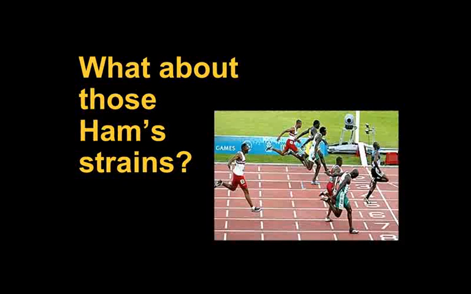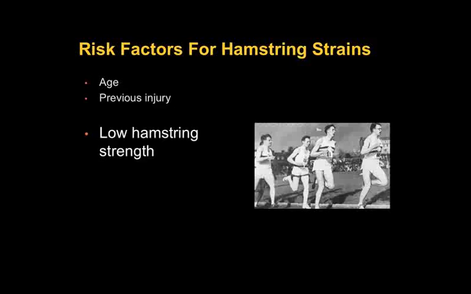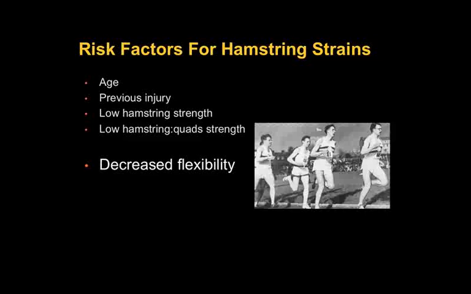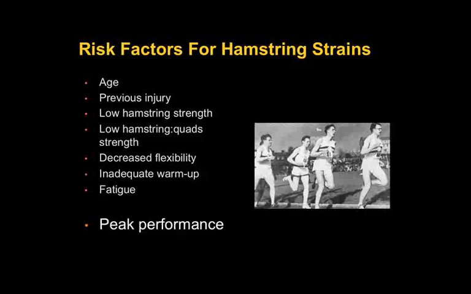Now, if we pause a bit from the groin strain and look at the hamstring strains and see what evidence is in the literature. There is a variety of different risk factors for hamstrings that is reported in the literature. Age, previous injury, low hamstring strength, low hamstring-quadriceps strength ratios, decreased flexibility, inadequate fatigue, and peak performance ratios. Some of these look very similar to the groin strain risk factors, don't they?